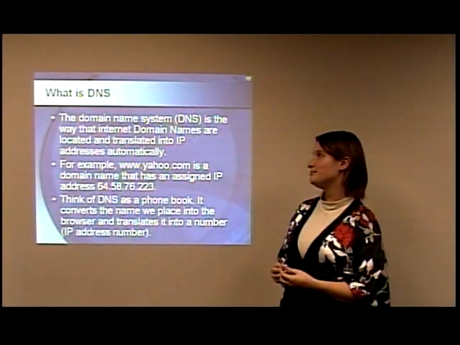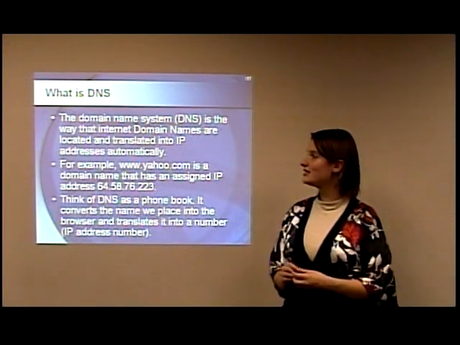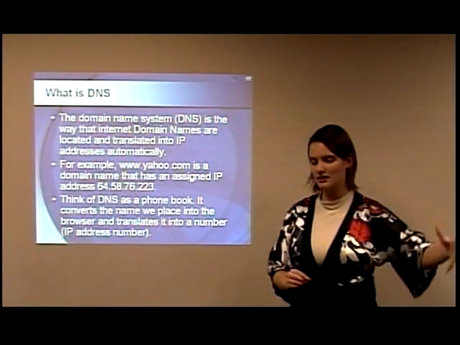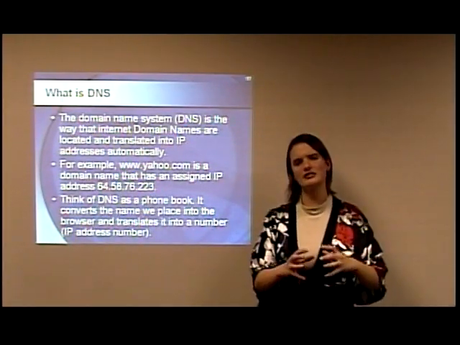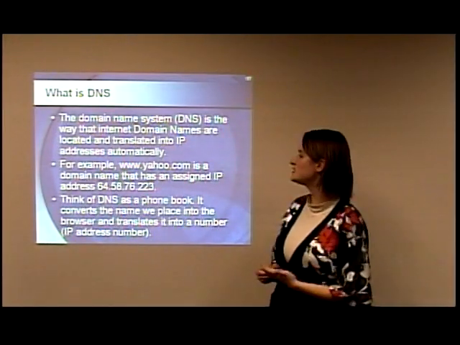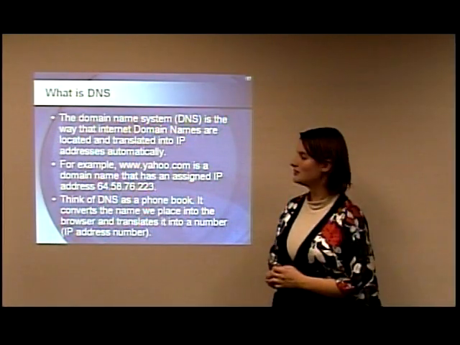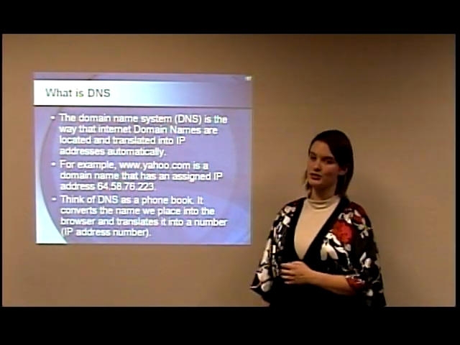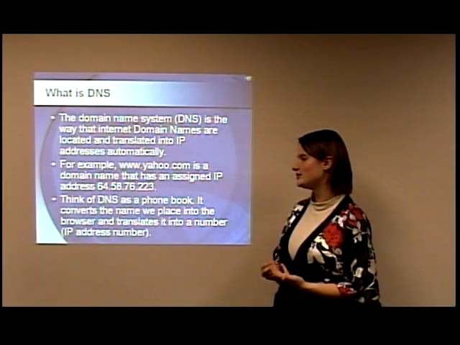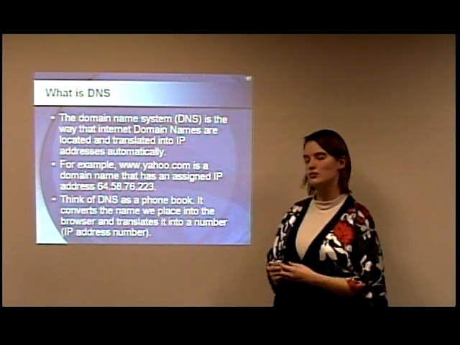What is DNS? The domain name system is the way that the internet domain names are located and translated into IP addresses automatically. It's just a way for us to translate all this code of the internet, and it's kind of like a physical address for the sites on the web. For example, yahoo.com is a domain name that's assigned to the IP address 64.58.76.223. I don't know about you, but I wouldn't be able to remember that number, so remembering yahoo.com is a lot easier for me. You can think of DNS as a phone book. It basically converts the name that we place into the browser and translates it into a number, which is the IP address number.